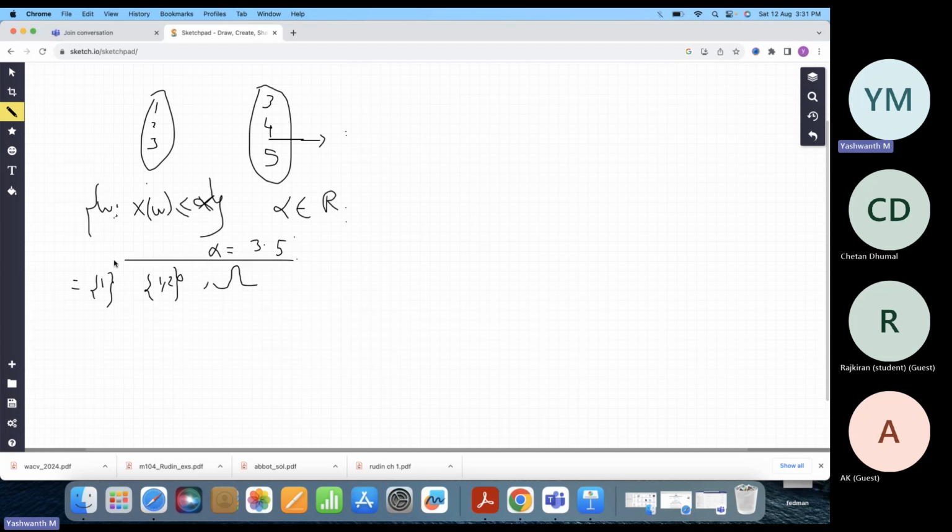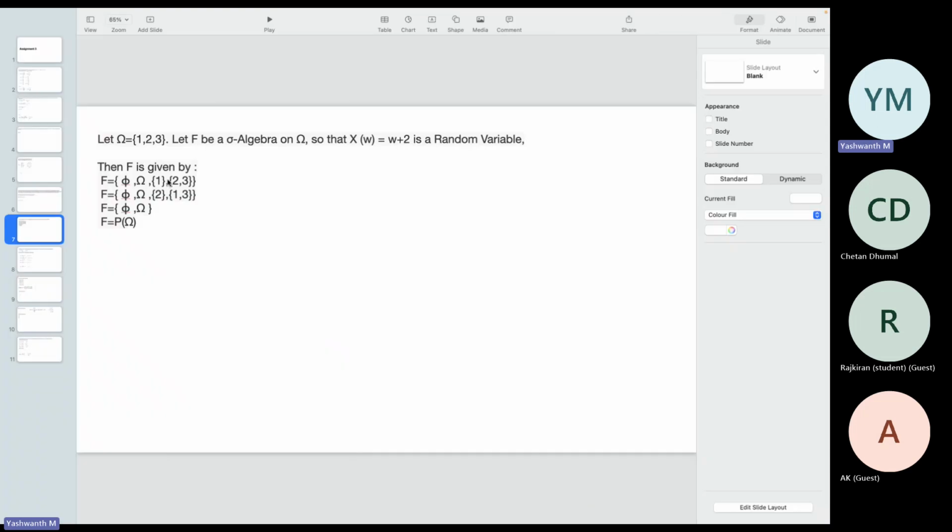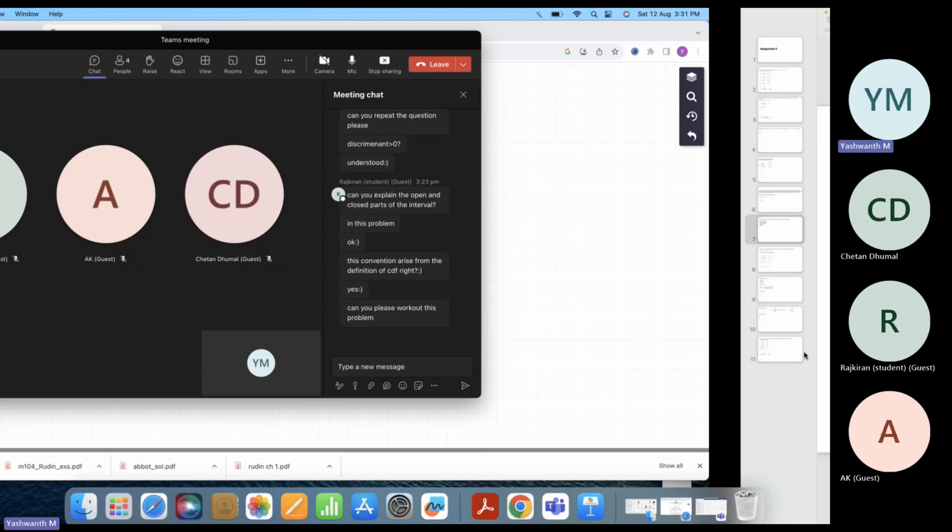Any sigma algebra should contain these sets, right? Omega anyways trivially it should contain. So basically none of the sigma algebras given have these two sets, {1} and {1, 2}. So the power set contains all the possible subsets, that's why it's the valid sigma algebra. It's clear.